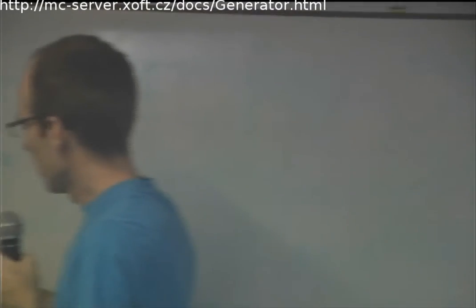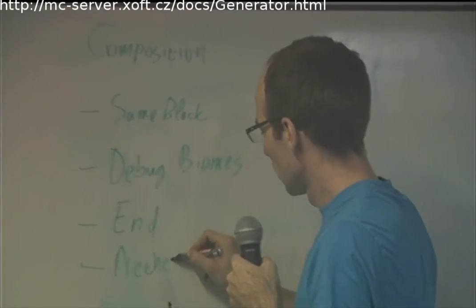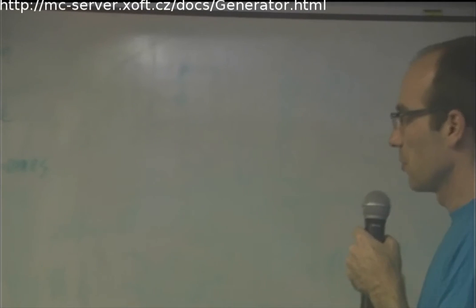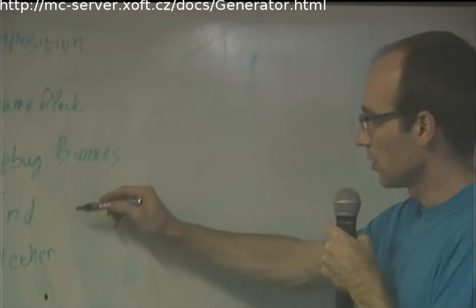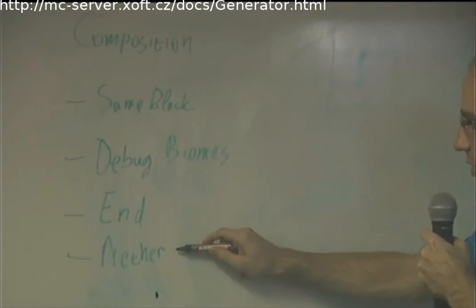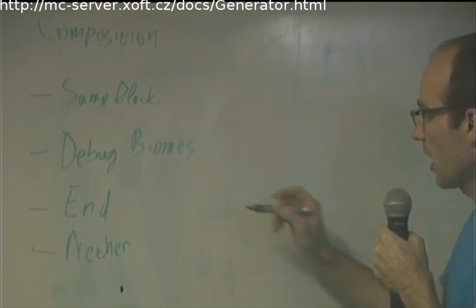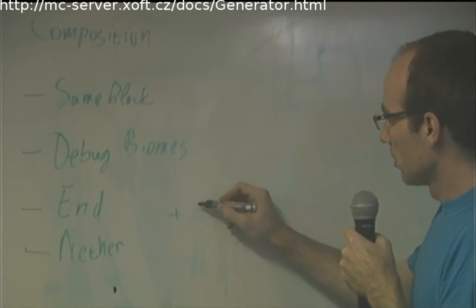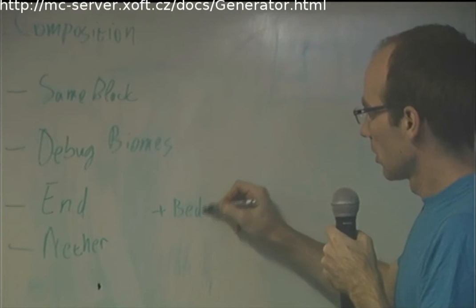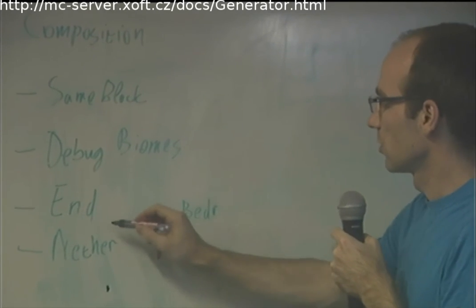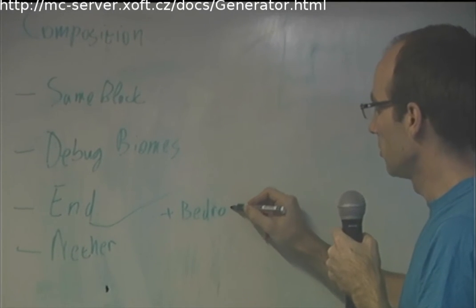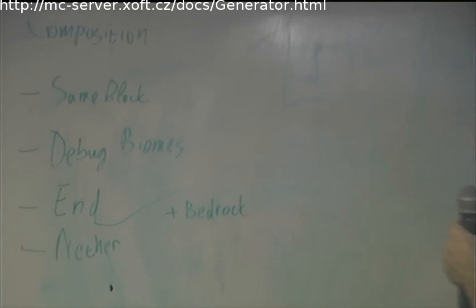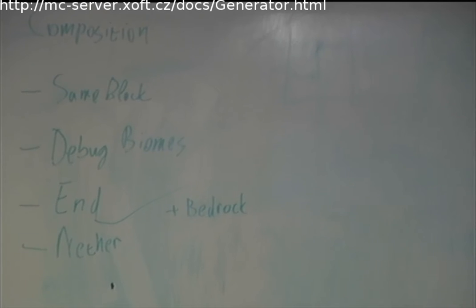The end and the nether are more or less the same. They just fill the entire solid blocks with endstone and netherrack, although they add the bedrock. Wait, the end doesn't. Only the nether adds the bedrock on top and bottom of the level. Doesn't do much else.